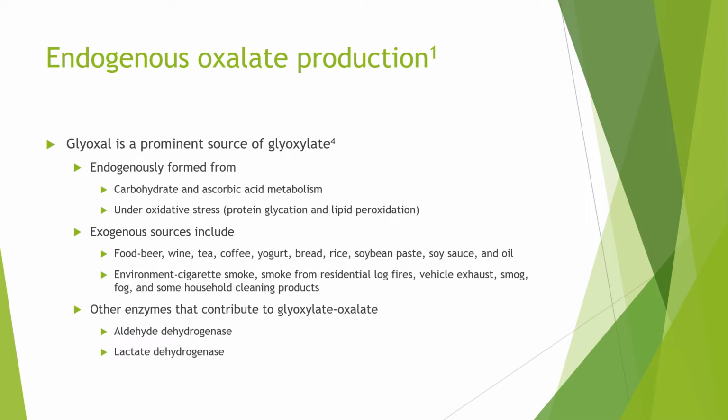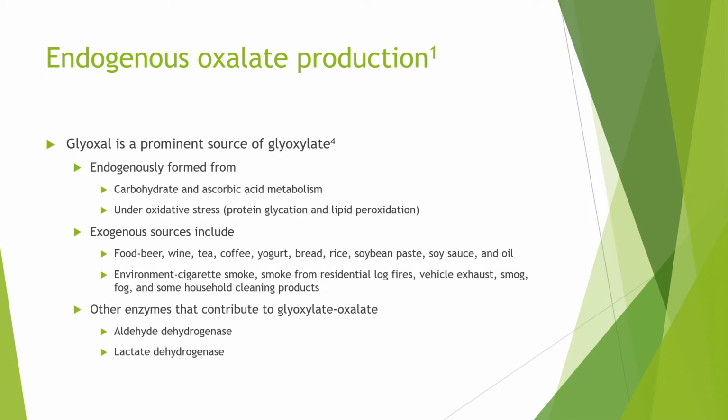For example, there is glyoxal in beer, wine, tea, coffee, yogurt, bread, rice, soybean paste, soy sauce, and oil. Environmental sources of glyoxal are cigarette smoke, smoke from residential log fires, vehicle exhaust, smog, fog, and some household cleaning products. So we can get this stuff into our body. We can consume it in our food. We can breathe it in from our atmosphere, or we can create it as a byproduct of metabolism inside of us.